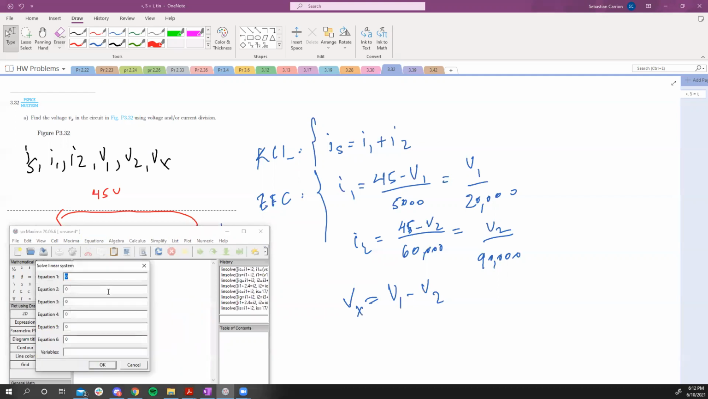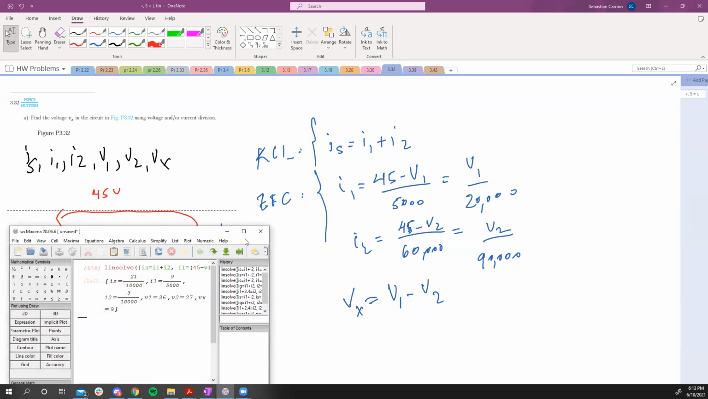So IS equals I1 plus I2. I1 equals 45 minus V1 over 5,000. I1 is also equal to V1 over 20,000. And I2 equals 45 minus V2 over 60,000. I2 is also equal to V2 over 90,000. And then we have Vx equals V1 minus V2. So our variables are IS, I1, I2, V1, V2, Vx.